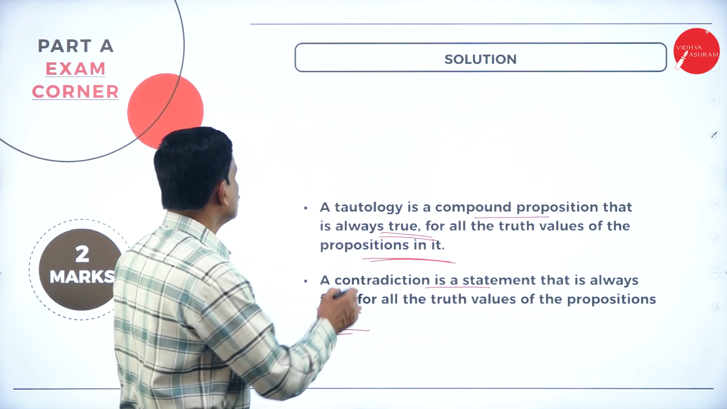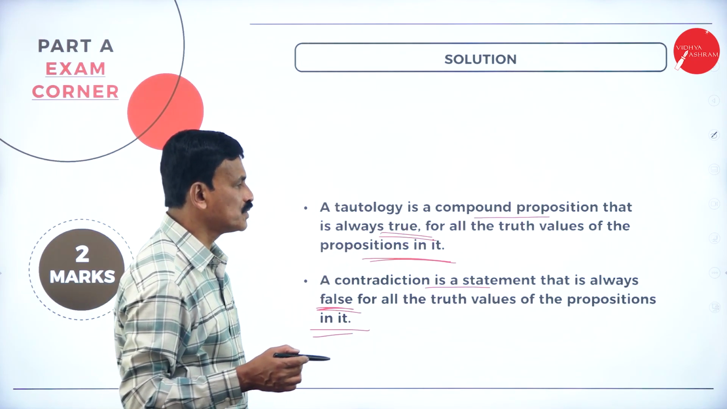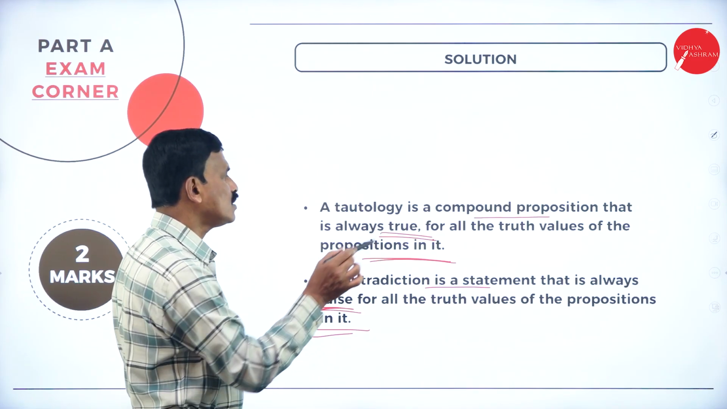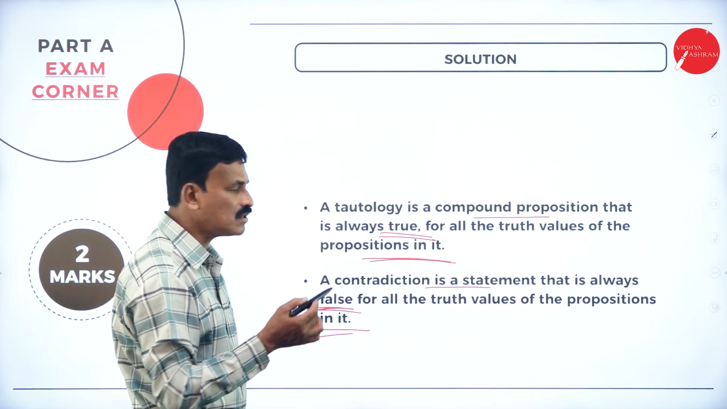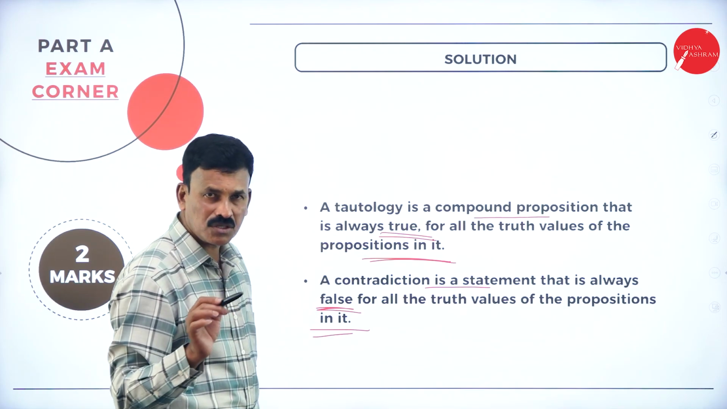So, how to write? A tautology is a compound proposition that is always true for all the truth values of its components or propositions, and it is called a tautology.